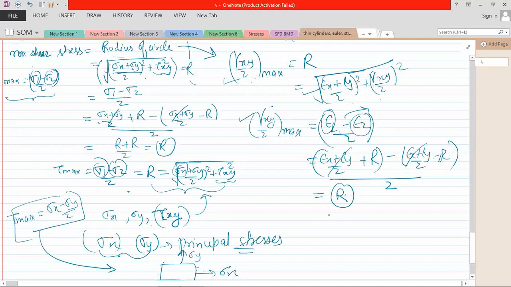Same thing here also. If only epsilon x and epsilon y are given, you can directly use gamma xy by 2 equal to (epsilon x minus epsilon y)/2. But when gamma xy is given, you cannot write this as your maximum. If it is given, you cannot use this formula. I hope this is clear to you, because these are a little confusing. This is how I made the comparison between stresses and strains. So these are the few things.